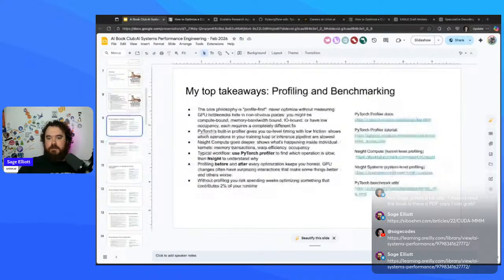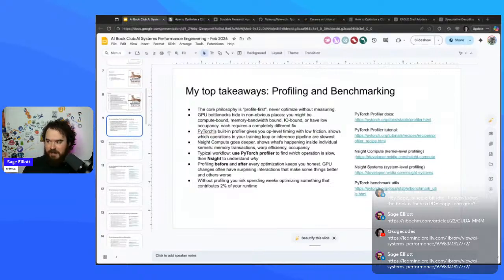All right, so I'll go through this real quick. I probably won't read everything word for word, but here are some of my top takeaways that I thought were interesting from the book, thinking about AI system performance engineering. The big takeaway for me, and I think they mention this at the end or at the beginning, is that the core philosophy throughout the book is you should profile first and then optimize after measuring.